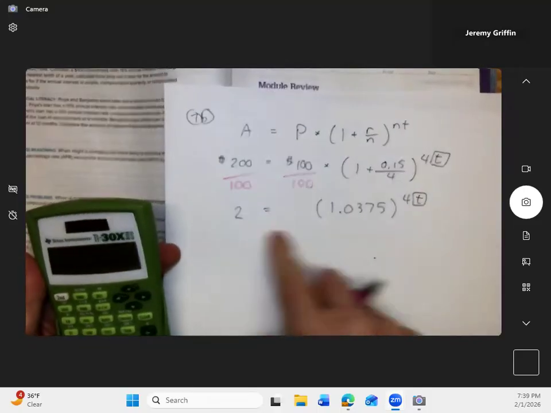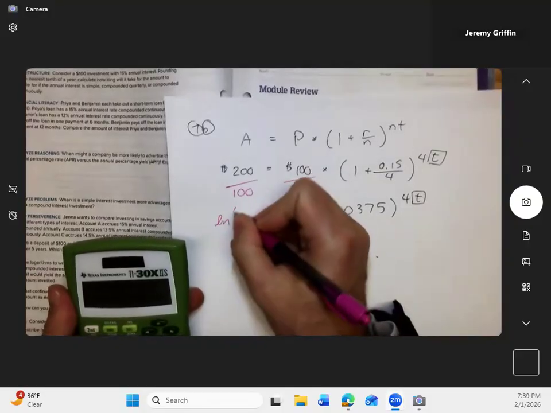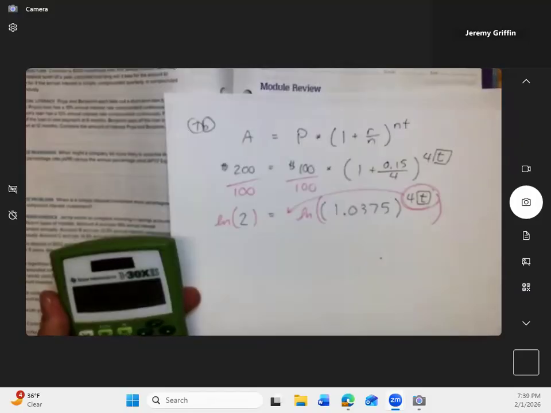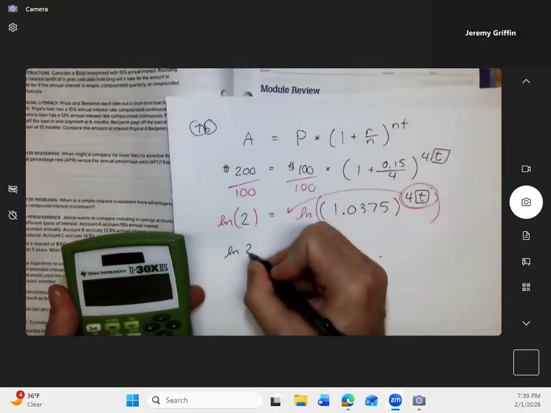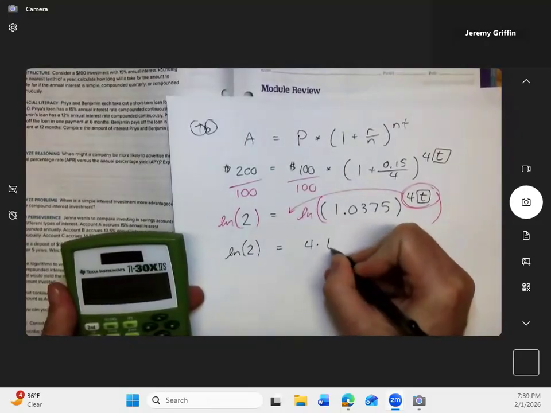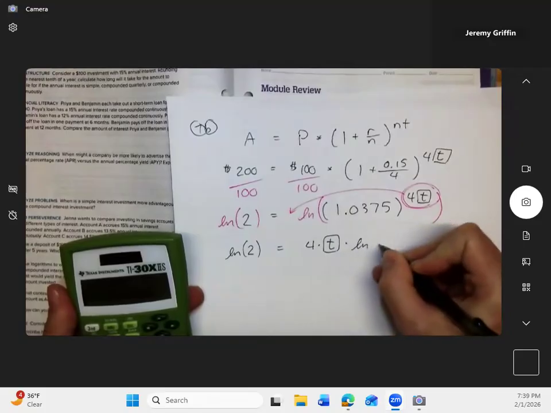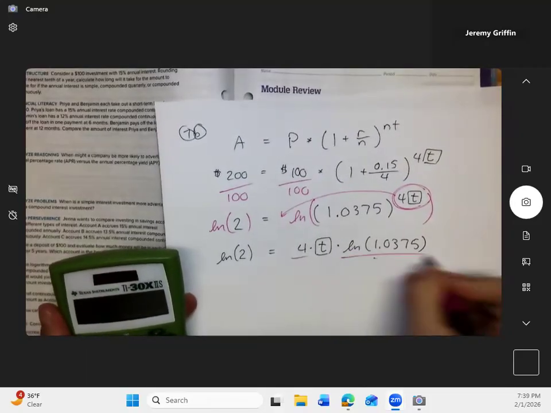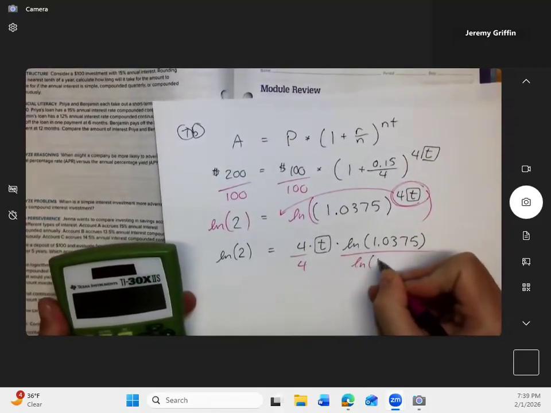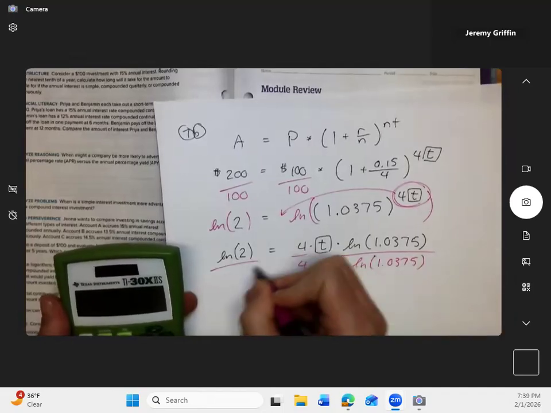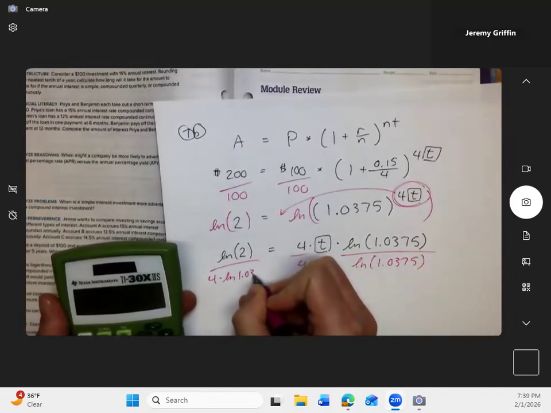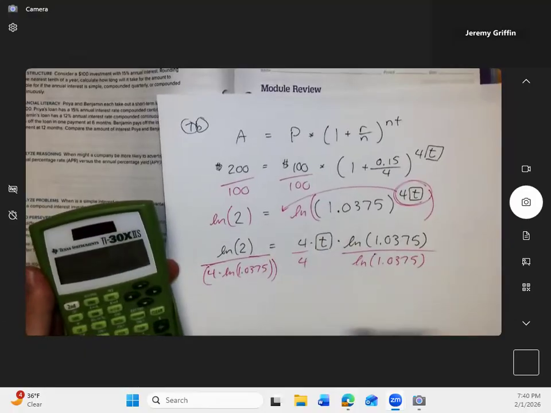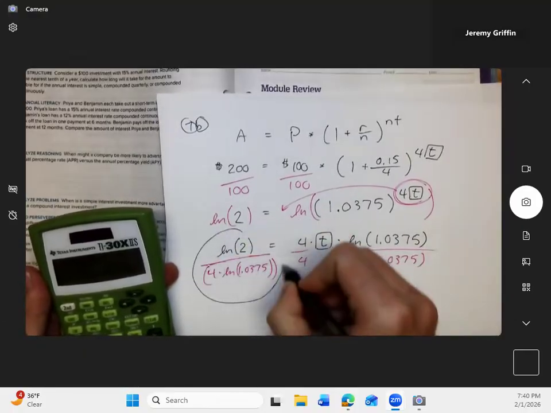But you guys know what I'm going to do next. I'm going to take the natural log of both sides, which means I can take this 4t and shuffle that off in front. So natural log 2 is equal to 4t times natural log 1.0375. Divide both sides by both 4 and natural log 1.0375. As long as you get all the parentheses correct in the calculator, this should be the answer right here.